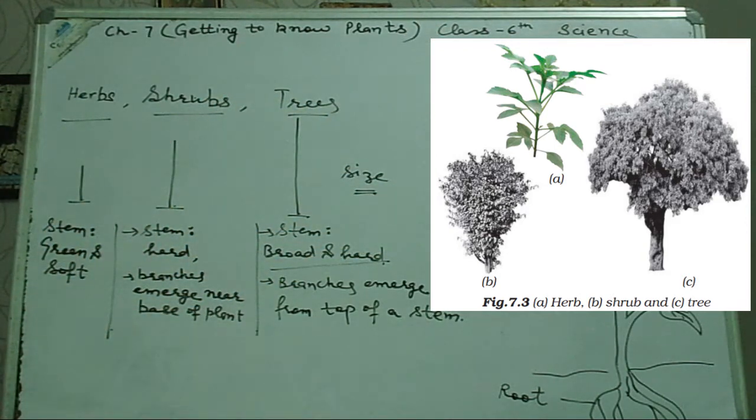In the category of tree, you know the mango plant, banyan tree, and so many other trees which attain a very good height. All are in the same category. So now we can define herbs, shrubs and trees according to their stem as well, and according to the branches that are coming out from the stem. If they are near the base, they are called shrubs. If they are from the top of the stem, they are called trees. So this is about herbs, shrubs and trees.